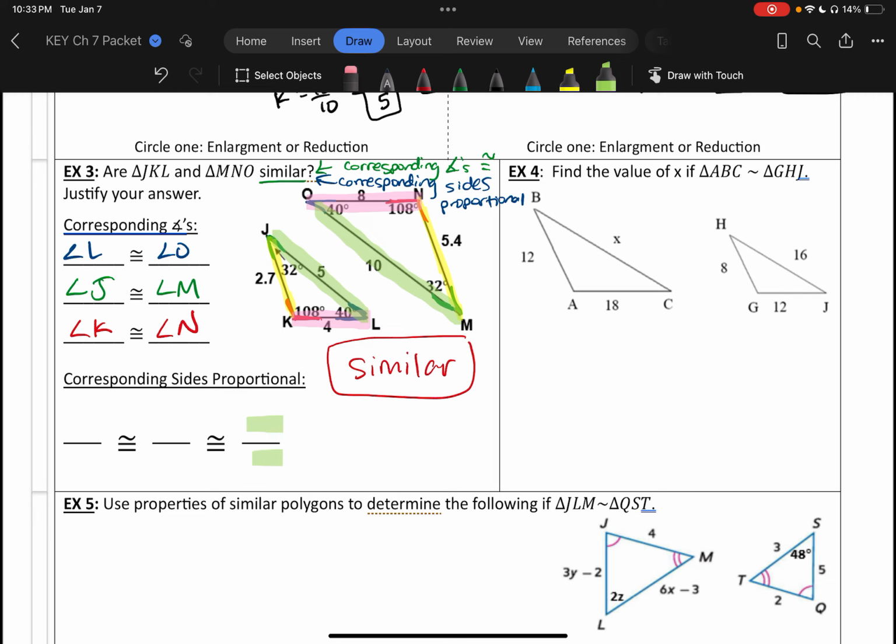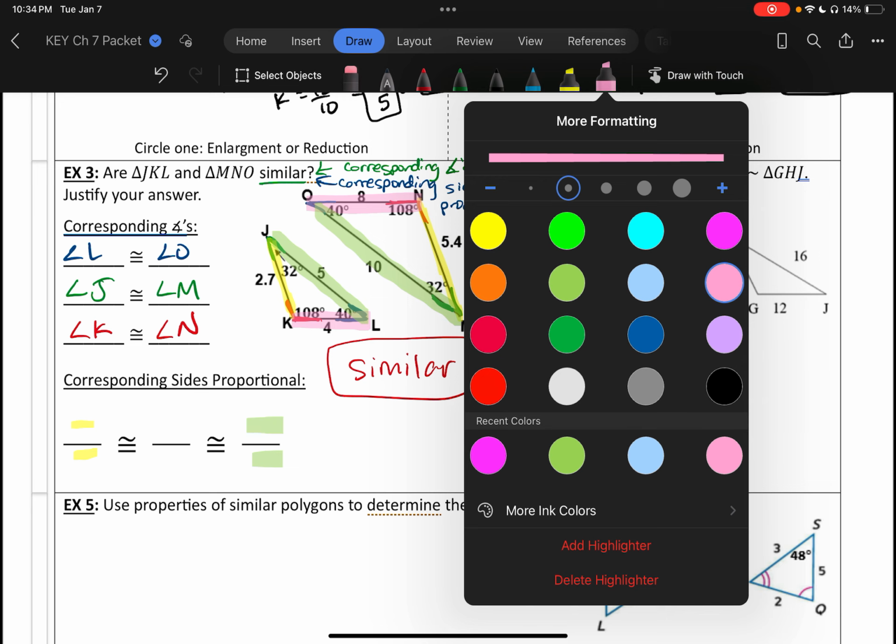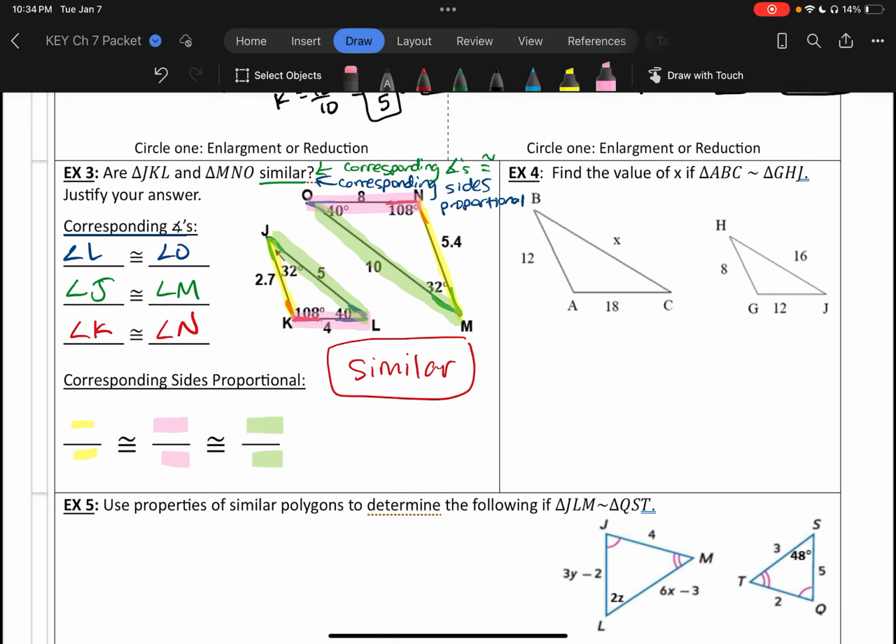So we're basically setting this up with how we have it color-coded. Yellow over yellow, we check to see, is that equal to the ratio given by pink over pink? So now we have to decide what I want to start with. Personally, I read from left to right. So whenever I do this, I'm going to make sure that I'm putting the numbers from triangle JKL on top and the numbers from the second triangle on the bottom.